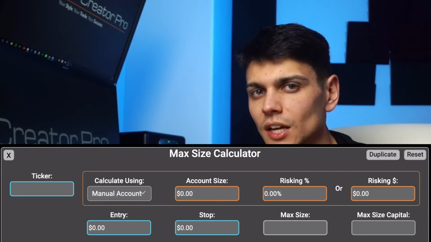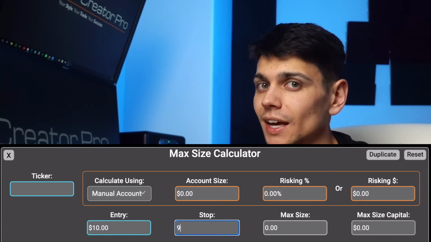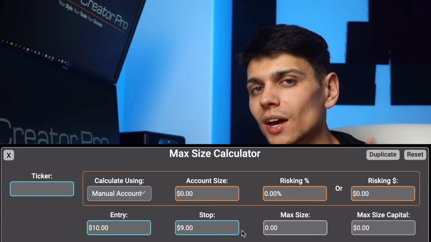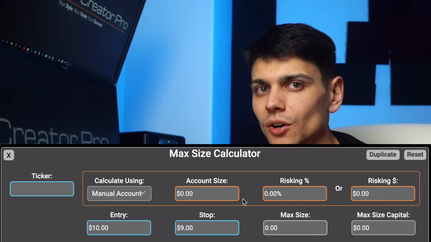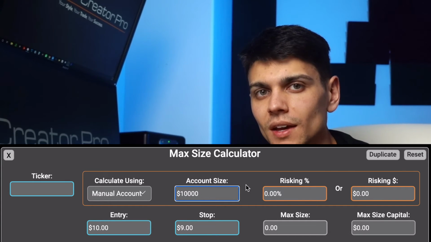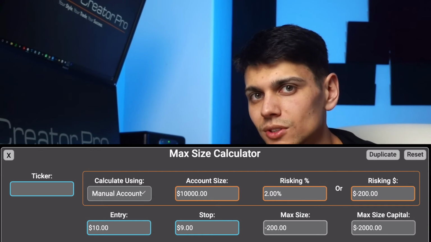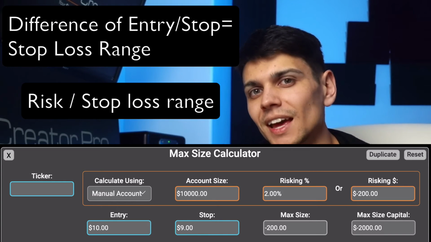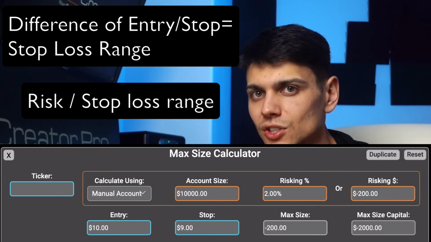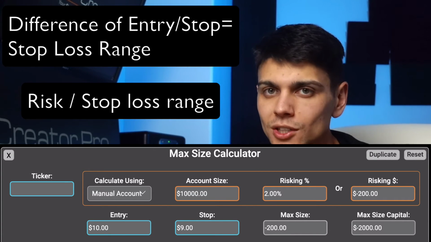Let's first talk about doing this with stock trades. If you want to enter a stock at $10 and have a stop at $9, that will give you a $1 or 1 point loss. If your portfolio has $10,000 in it, and you may only want to risk about 2% of your full account, that would be $200. So take how much you are willing to risk and divide it by the per share stop loss range, and you will get a max size of 200 shares.